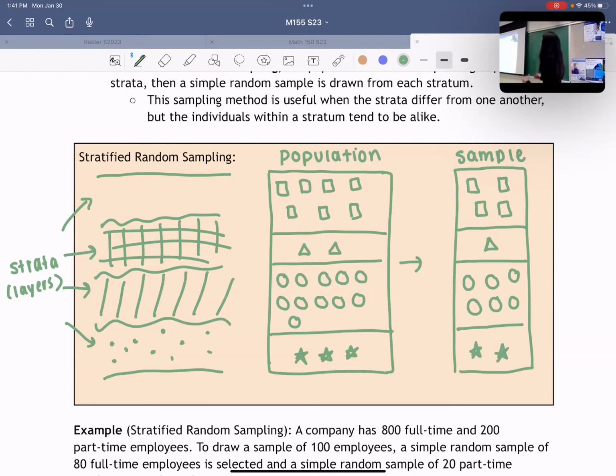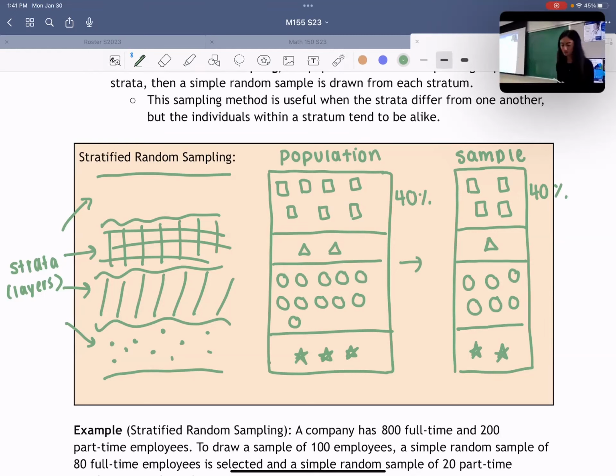Okay, so the idea behind stratified random sampling is we have different groups of things in our sample. They all share a certain quality. And if I have 40% squares in my population, I'm also going to have 40% squares in my sample. So we're conserving the percentages in our population and in our sample. Does that kind of make sense?